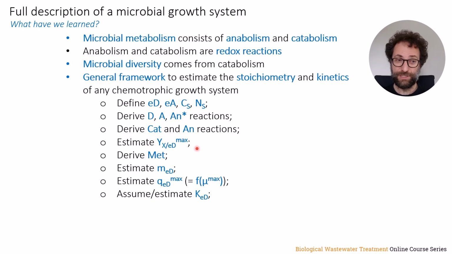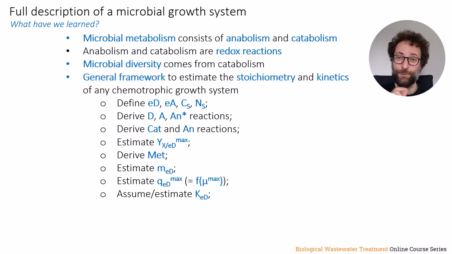With the Gibbs free energy dissipation method, we can derive the maximum biomass growth yield on electron donor. Based on this, finally derive the stoichiometry of the metabolism. We can then estimate the substrate requirements, biomass specific, for maintenance, and, after having estimated the mu max, finally the maximum biomass specific consumption rate of the growth limiting compound. And of course, as we said, we need to assume or estimate our K values.